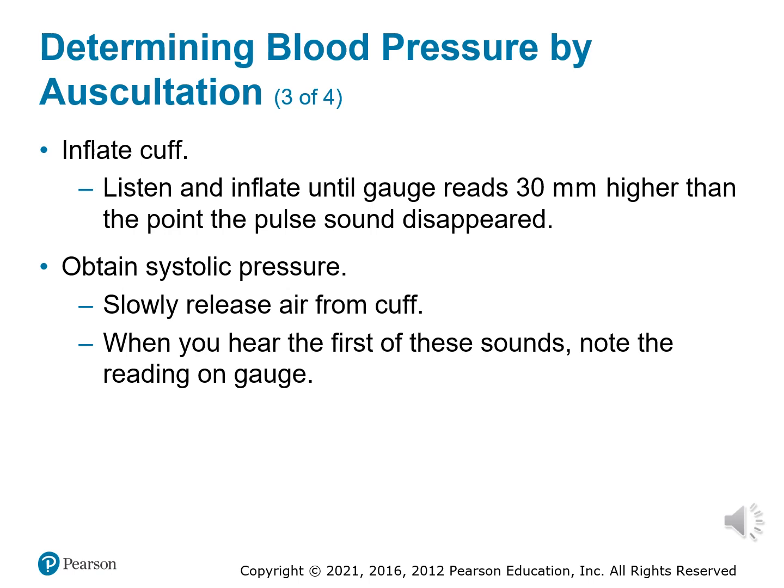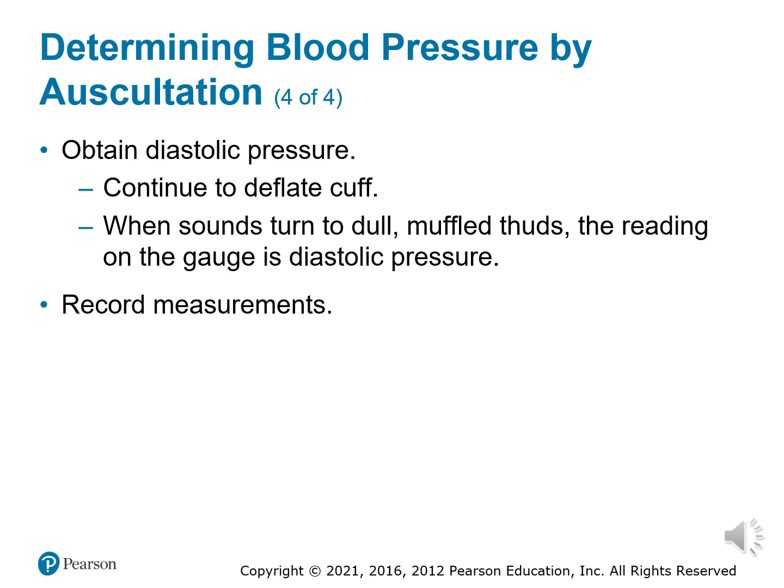You're going to inflate the cuff and then listen, and inflate until the gauge reads 30 or higher above the point that the pulse sound disappears. Then obtain that systolic pressure. You're going to slowly release the air from the cuff, and when you hear the first of these sounds, note the reading on the gauge, and that is your systolic blood pressure.